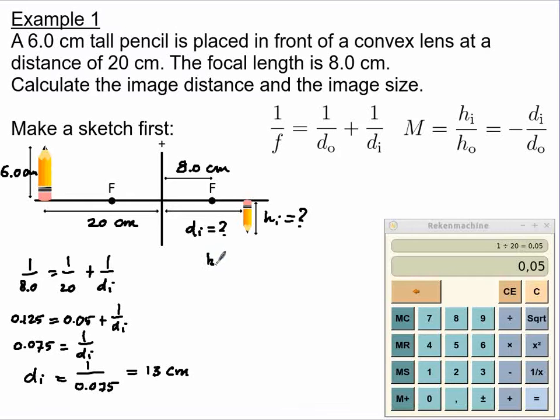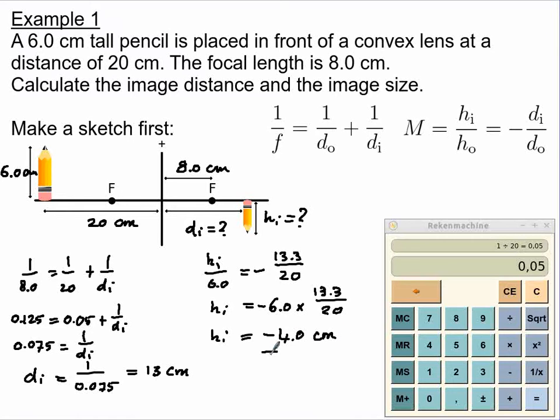Now what about the image height? Again, fill in what you know. Now use the second equation, the magnification equation. So the image height is minus 4 centimeters. Now this minus 4 centimeters indicates that the image is inverted, that it is upside down, and the minus 4 centimeters is a height below the optical axis. This is what you get for a real image.